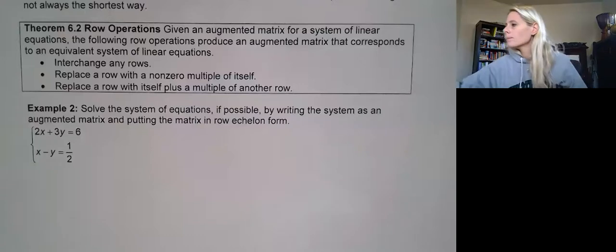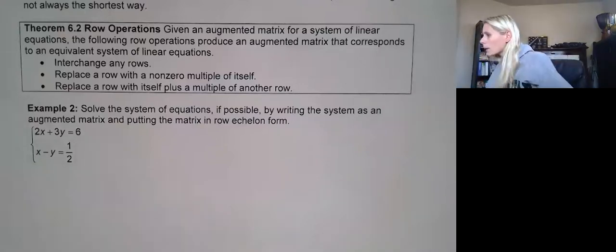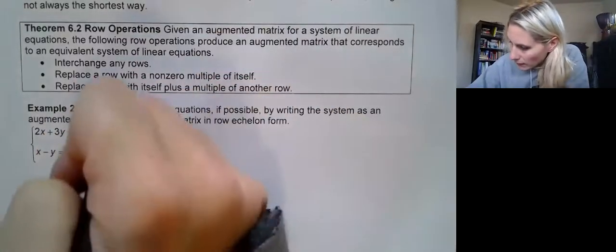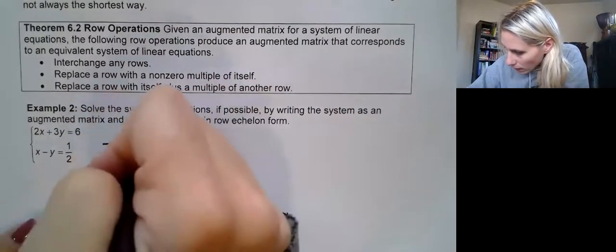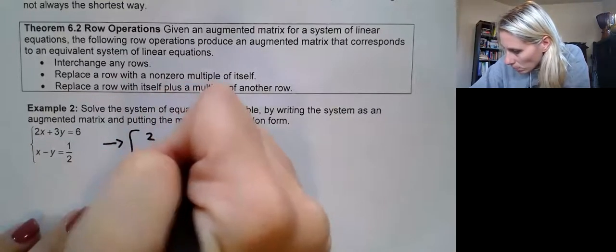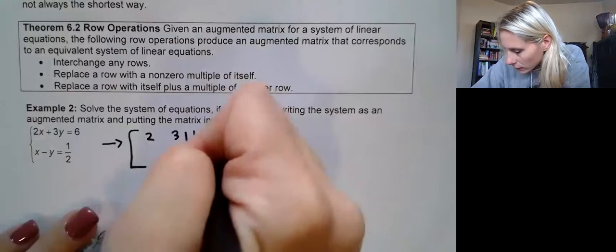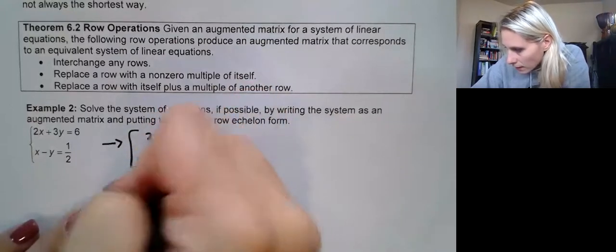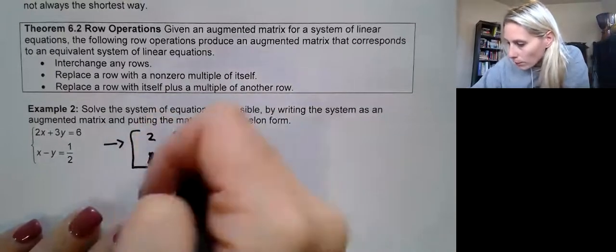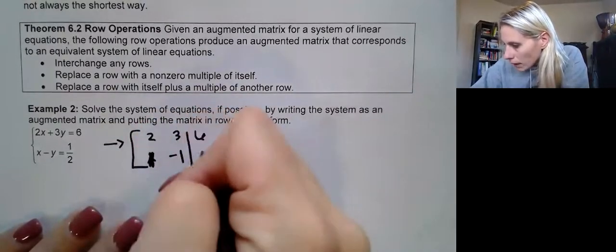Okay, well, let's go from there. Let's see what happens with it. Okay, so first thing we're going to do is put ourselves in a matrix, right? An augmented matrix. So we have 2, 3, put our line there, 6. Then 1, -1, and 1/2.